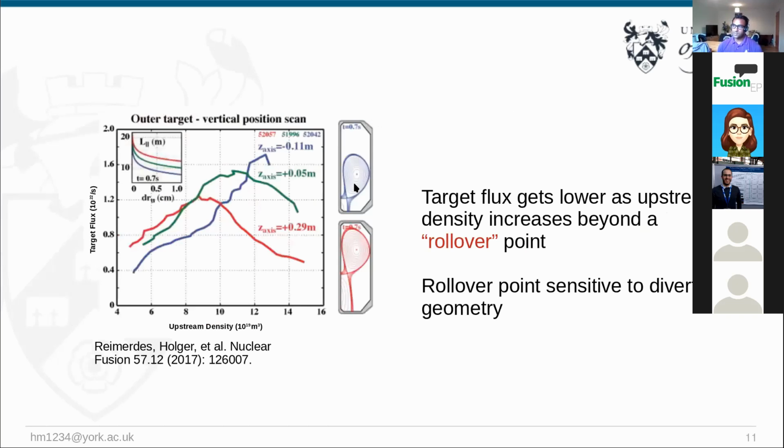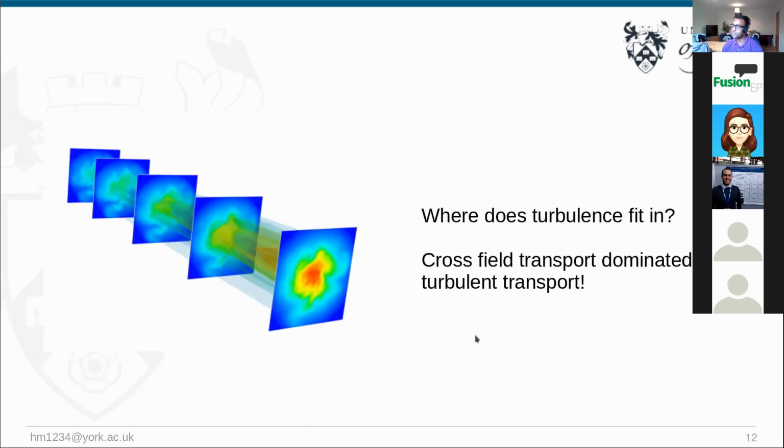So have we seen this? Well, yes, it's been observed in many places. This example in TCV shows a rollover, where despite the upstream density increasing, the overall flux to the target plates decreases, counterintuitively, because of all those neutral effects. And we see it's quite sensitive to different aspects of the divertor geometry.